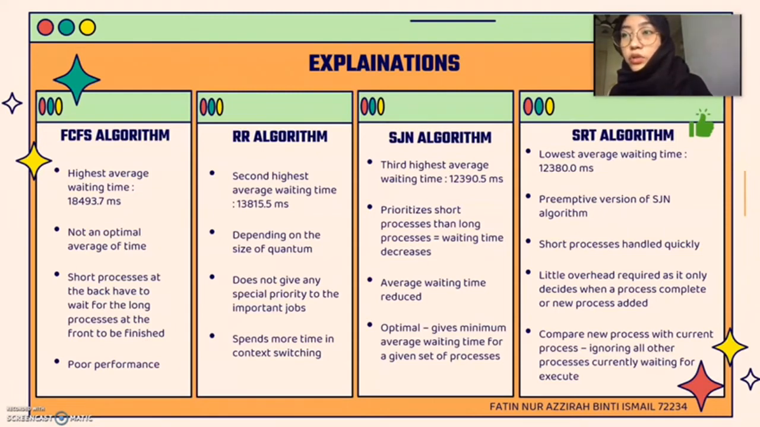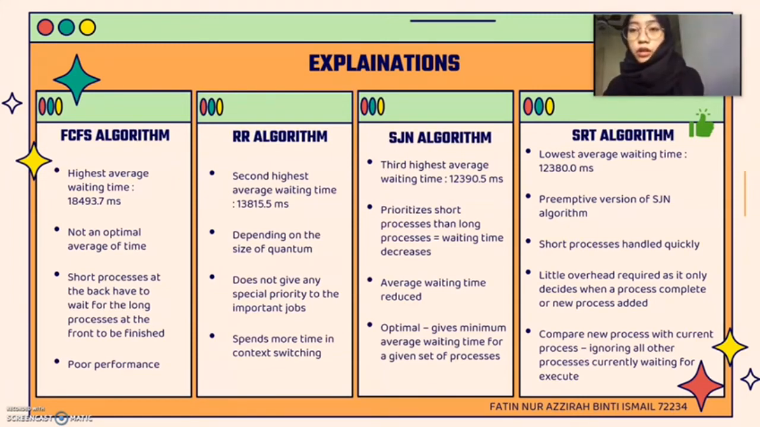It has the lowest average waiting time compared to other algorithms, which is 1 to 3 at 0.0 milliseconds. Shortest remaining time algorithm is a preemptive version of shortest job next algorithm. This algorithm is very good because the short processes are handled quickly. Little overhead is required since it only decides when a process completes or a new process is added. As a new process is added, the algorithm will compare the new process with the current process, ignoring all other processes currently waiting to execute. Compared to shortest job next algorithm, shortest remaining time algorithm makes the processing of the jobs faster.